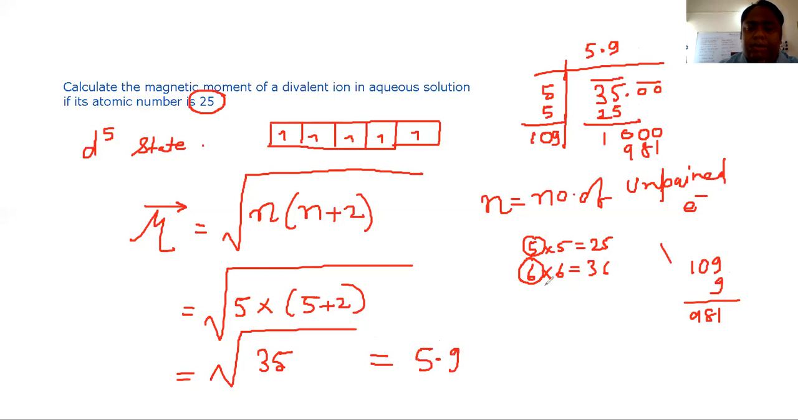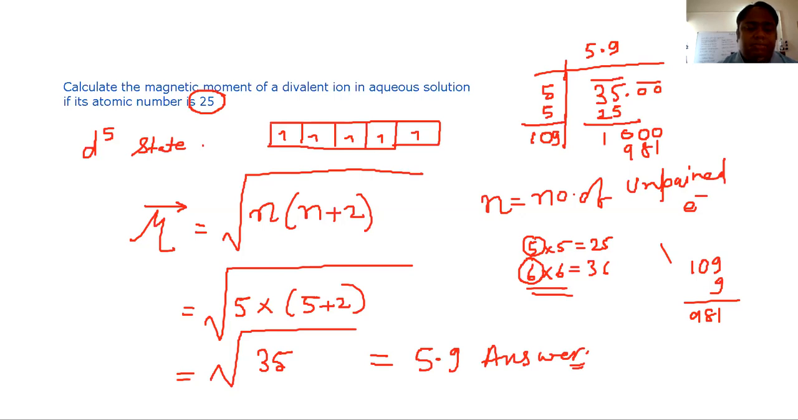Even if you would have taken 6, our answer would have been approximately right. This is what happens in higher classes: we forget the rules which we used in our lower classes. So it is good to show the rough work once.